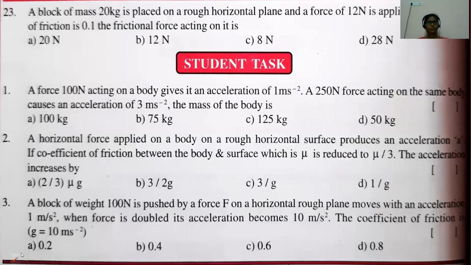Right. 23rd question. Just to see. The 23rd question is given. A block of mass 20 kg is placed on a rough horizontal surface. Okay. And a force of 12 newtons is applied. The coefficient of friction is given. What is the frictional force acting on the block you need to calculate? Very simple question, right, children? I think you can solve this question. Okay, just a second.